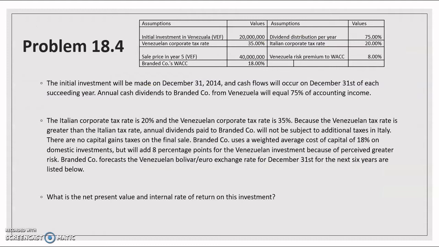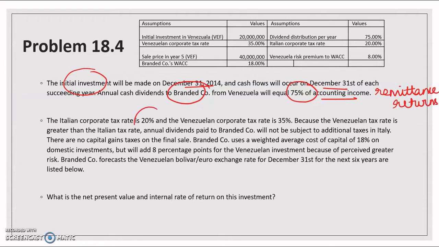What is important to continue to look at is that the initial investment is going to be made on 31st December in 2014, and the cash flows will occur at the end of the year, at a similar time every succeeding year, up to 5 years. They are going to be sending back 75% of the annual accounting income to Brandon Company. This is the remittance or the returns that they are going to be looking at.